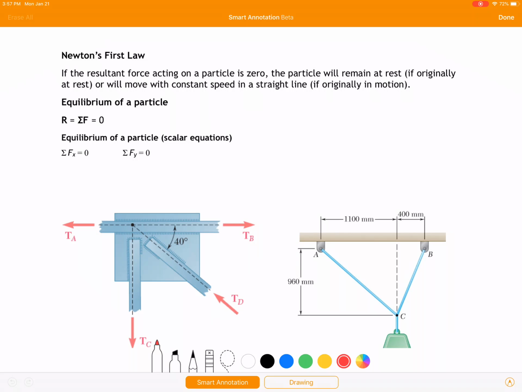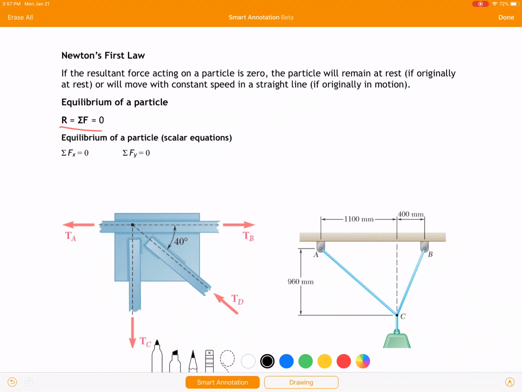it'll stay in equilibrium. And so when we see that in notation form, we say that resultant equals the sum of the forces, and that has to equal zero for something to be in static equilibrium. So if it's in equilibrium, if we sum our forces, they have to equal zero.